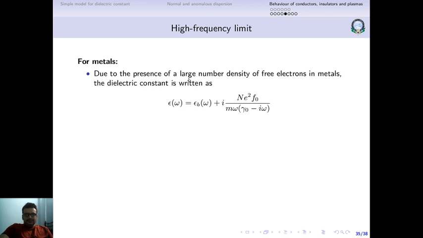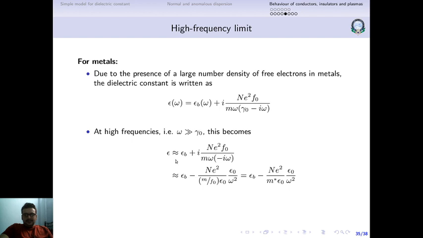Okay, because in metals we have a large number of free electrons, the dielectric constant can be written like this. The summation will be dominated by the free electrons, so we could write equation number 8 like this. At high frequencies, omega is far greater than gamma naught, so we could just neglect this, and the equation becomes basically this. So gamma naught is neglected, we have minus i gamma, so the i gets cancelled, the minus comes over here. So epsilon is approximately equal to epsilon b minus this quantity.